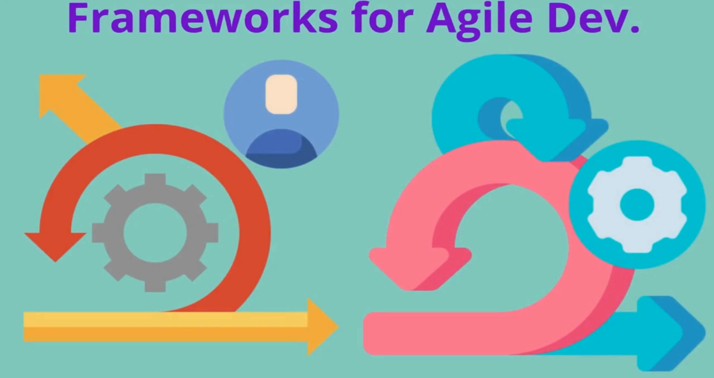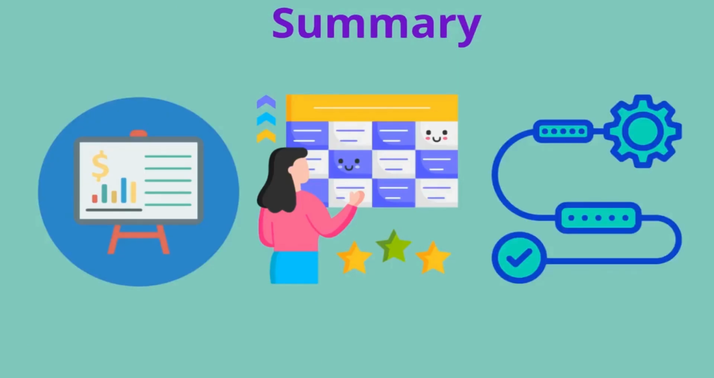Number 7, frameworks for Agile development. Agile frameworks such as Scrum, Kanban, and Lean are commonly used in product management. Agile principles can be effectively implemented using these frameworks. In summary, product managers can foster collaboration, increase efficiency, and deliver better products by implementing Agile project management. Agile methods provide faster feedback loops, reduce the risk of costly errors, and enable pivots and direction changes when needed.